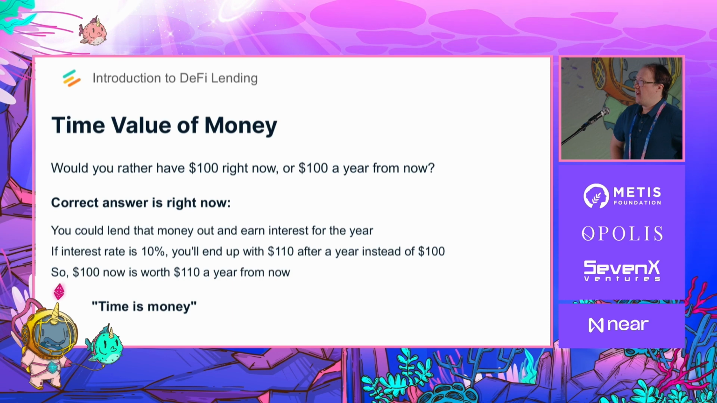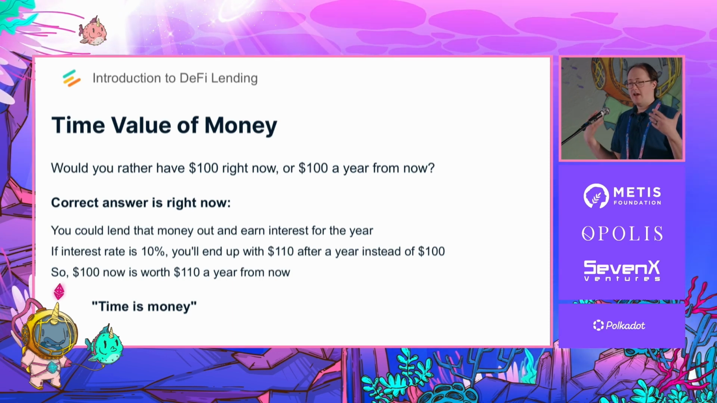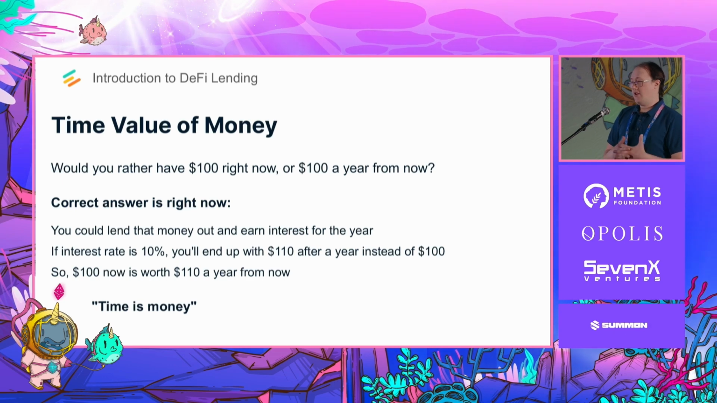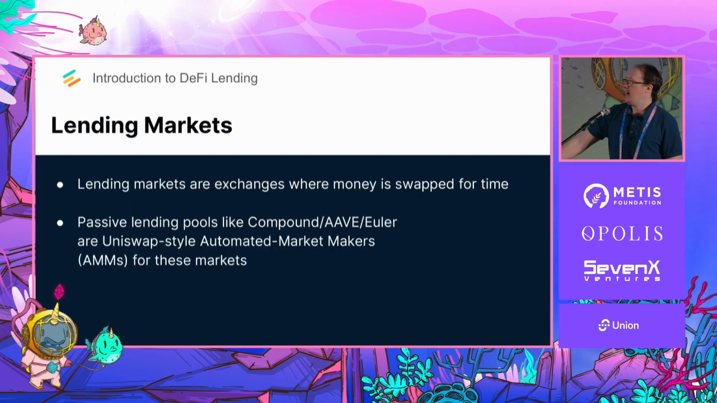Kicking off the introduction to DeFi lending, there's this concept, the time value of money, right? If you ask the question of yourself, would you rather have $100 right now or $100 a year from now? Well, there's actually a correct answer, and it's right now because of this time value of money. Obviously, you will earn interest over that year, and that interest has a quantifiable amount, and in this case, $10 per year. Time is money is the expression.